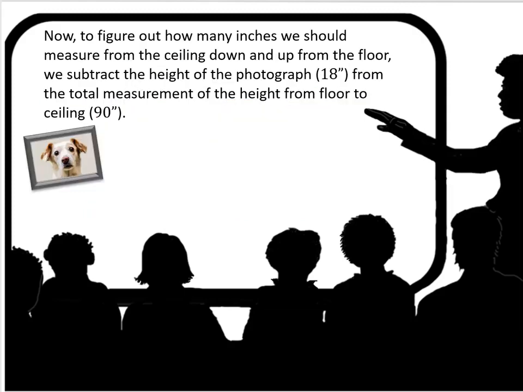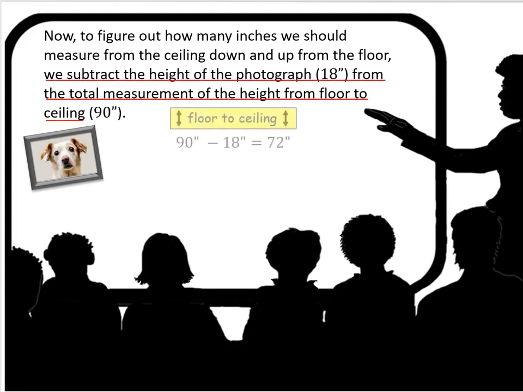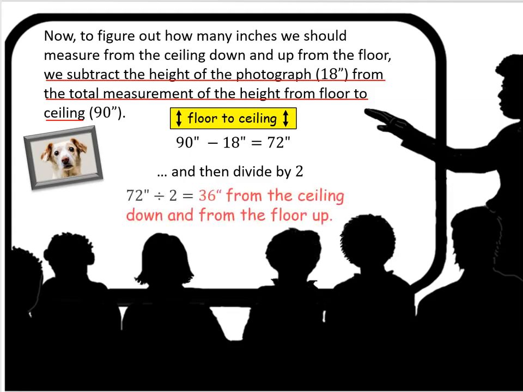Now remember, we want this framed photograph to be absolutely centered. So now to figure out how many inches we should measure from the ceiling down and up from the floor, we're going to subtract the height of the photograph, which happens to also be 18 inches, from the total measurement of the height from floor to ceiling, which was 90 inches.